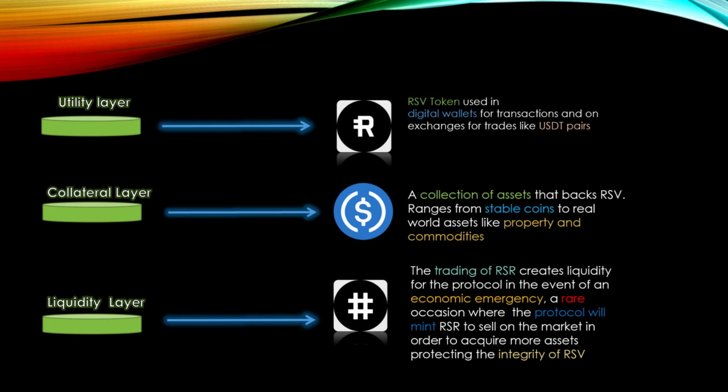So there will probably be BTC to RSV pairs in the future, so people can get out of BTC and go straight into RSV. Okay, and then you have the collateral layer. The collateral layer is basically a collection of assets that backs the utility layer. It's a collection of assets that backs RSV, and this ranges from stable coins to real world assets like property and commodities. And then the next layer, you have the liquidity layer. That's where we come in.